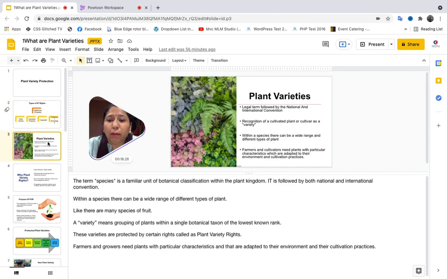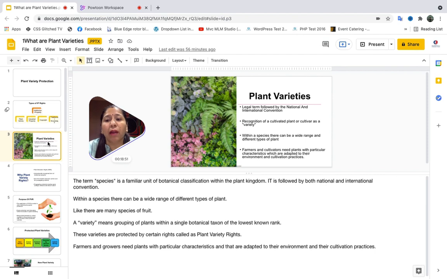Now, before learning about plant variety protection, we all should know what are plant varieties. Now, the term species is a familiar unit. We all know that it is a botanical classification. For example, if I say I have many different species of fruits, that would include mangoes, apples, bananas, oranges. All sorts of fruit would be included in species of fruits.